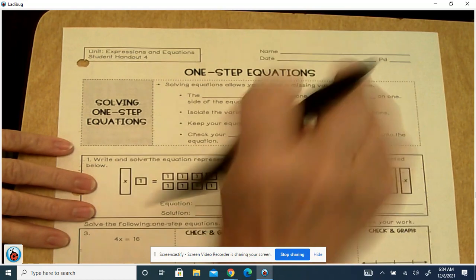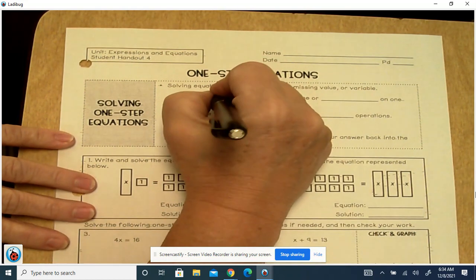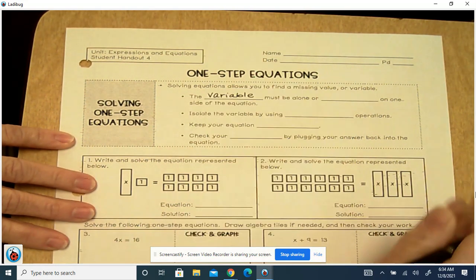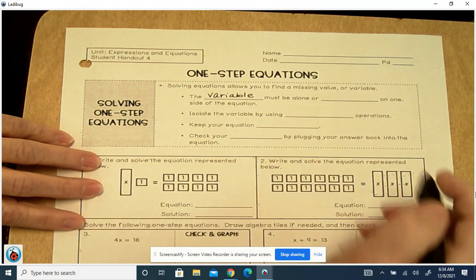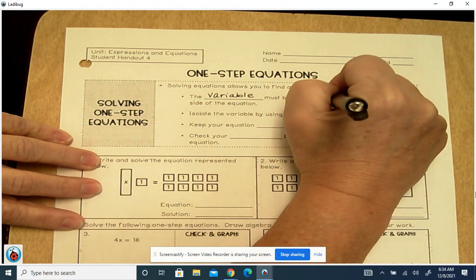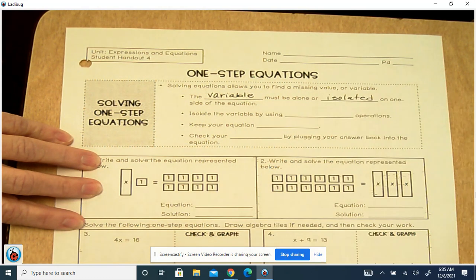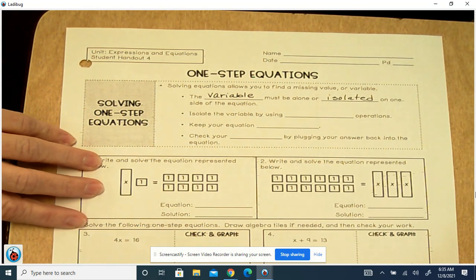The variable must be alone or isolated. That's our goal, is to get that variable by itself on one side of the equation.